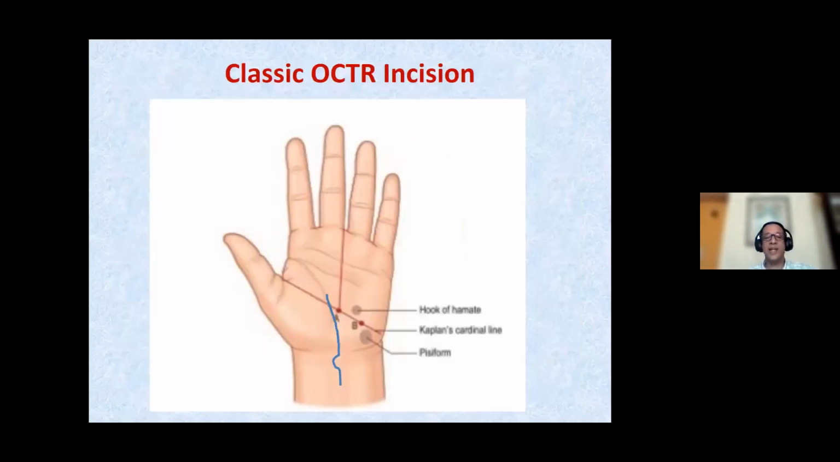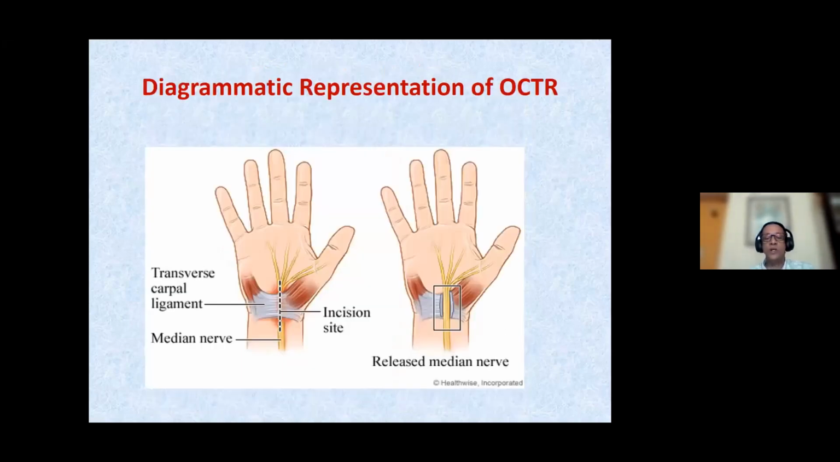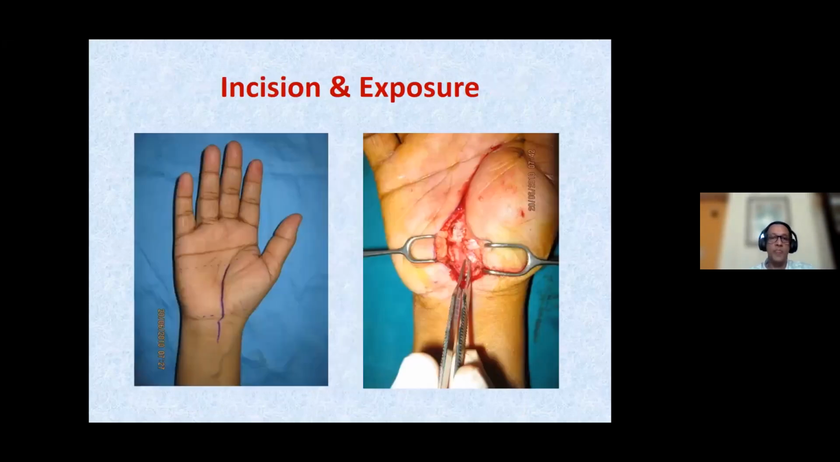However, I tend to use a slightly different incision, which is a little radial to the classically described incision. This follows the thenar crease, and then at the wrist there is a small zigzag, because we like to avoid a straight line scar across the wrist, and then it goes onto the distal forearm. So what does the open carpal tunnel release aim at? It aims to divide the carpal ligament in toto so that the nerve compression is totally relieved.